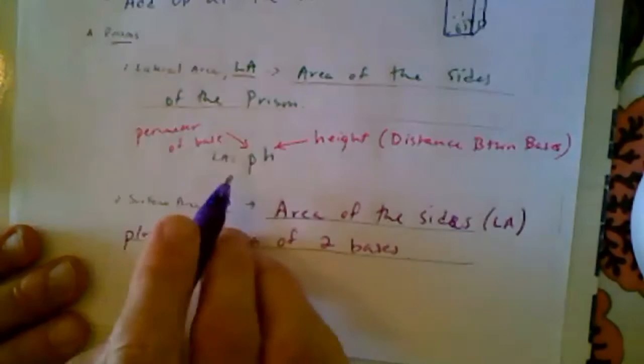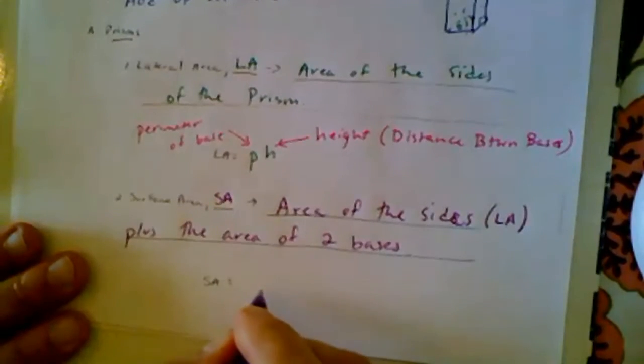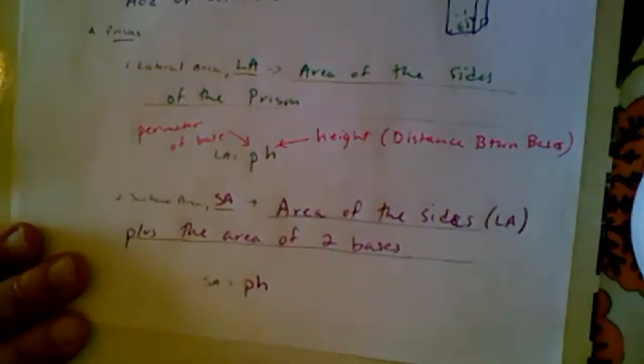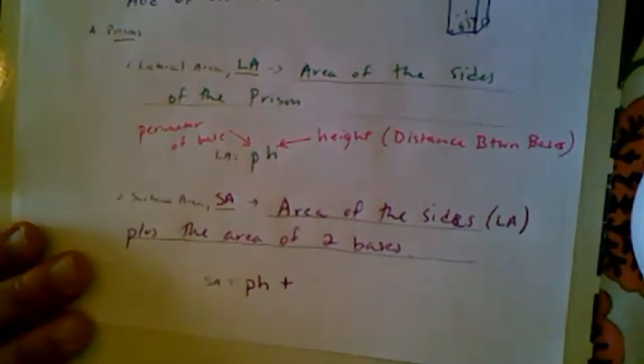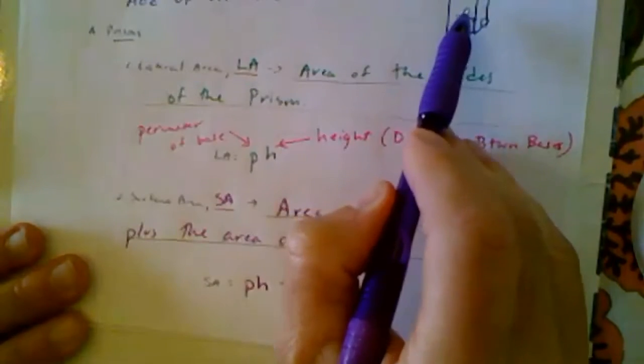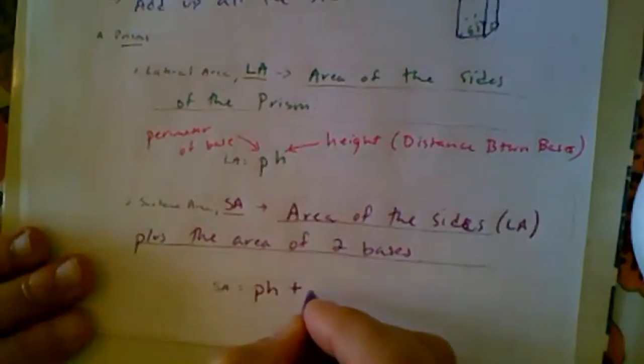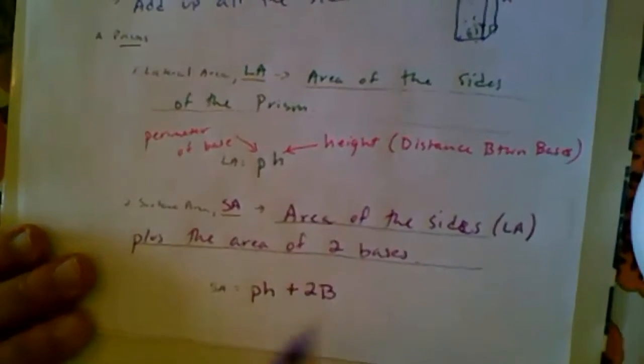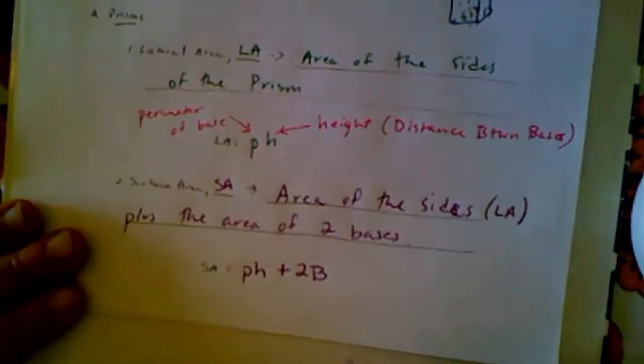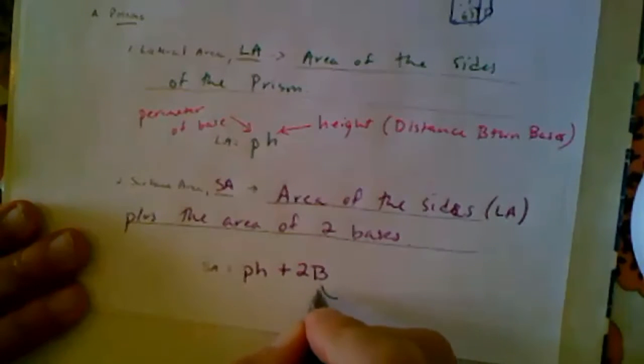So basically, we're going to take this lateral area, which is PH, and now we're going to add on to it. And what we're going to do is, so the PH just gave us the sides of the box. Now I need to add on the top and the bottom. So you're going to add on 2 big B. So big B stands for the area of the base.